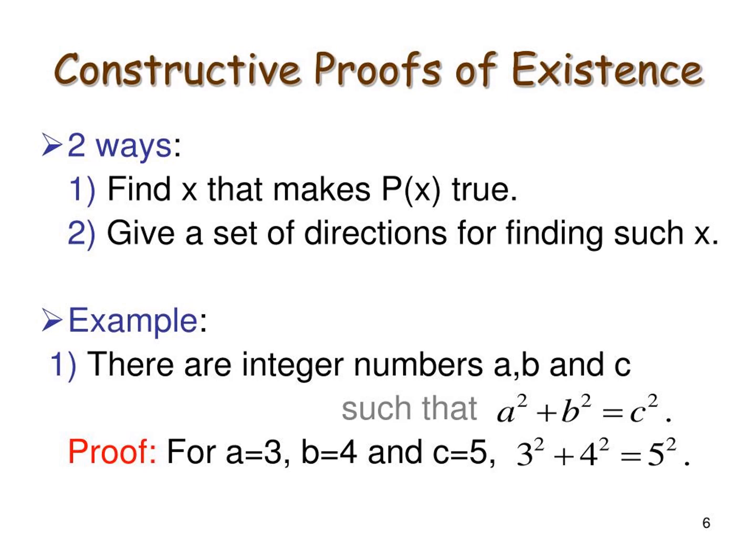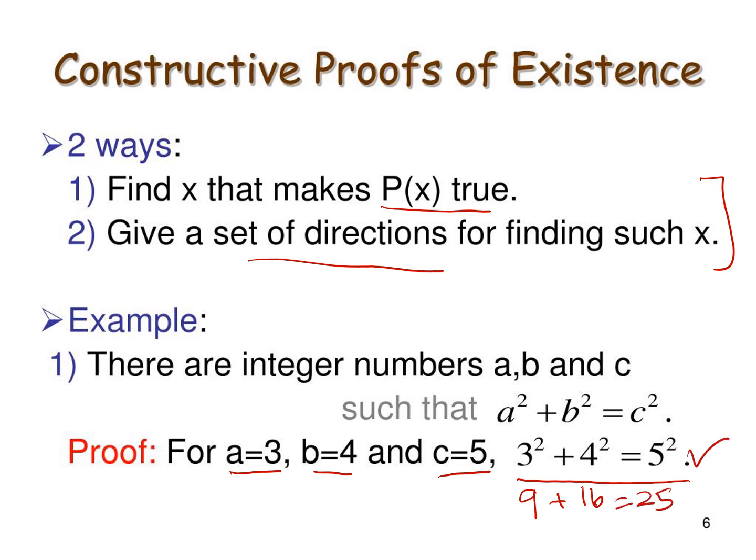Okay, example here. These are two ways: find x that makes it true, or give a set of directions. Example, there are integers a, b, and c such that a squared plus b squared equals c squared. So to prove, we just replace the values. So true. If we can find a value of x that makes this predicate true, this one we call constructive proof.